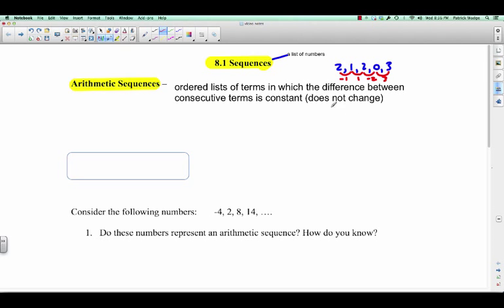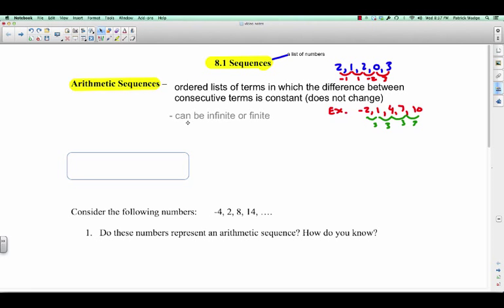An arithmetic sequence is something like, I don't know, -2, 1, 4, 7, 10. That's an arithmetic sequence. How come? Because the difference between -2 and 1 is 3, and from 1 to 4 is 3, and 4 to 7 is 3, and 7 to 10 is 3. Okay, that's basically what we're interested in this chapter.